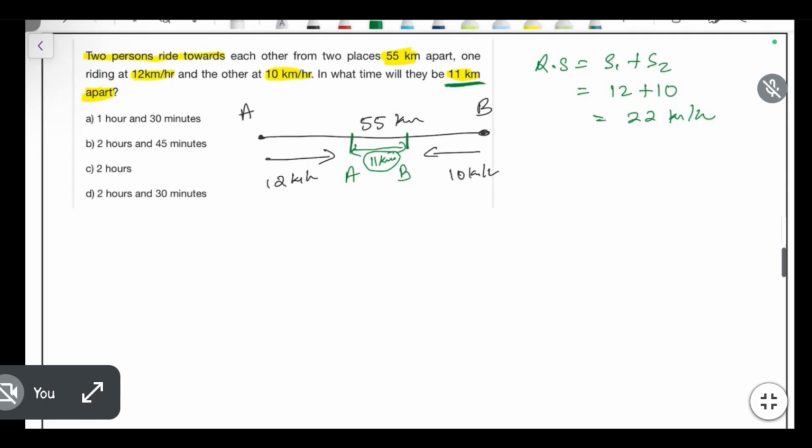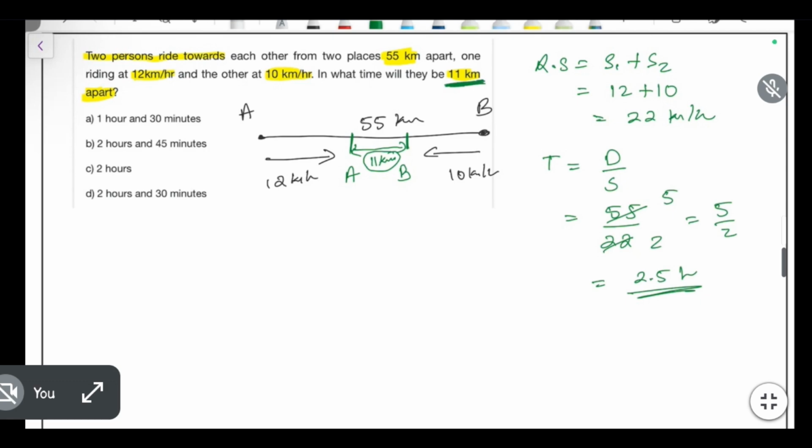If there was no condition of 11 kilometers apart, then the formula we use to find the time is distance by speed, right? In this case, the distance is 55 kilometers and the relative speed is 22. So it will be 11 5s are 55, 11 2s are 22. That means 5 by 2, which is equal to 2.5 hours, if no condition was given.